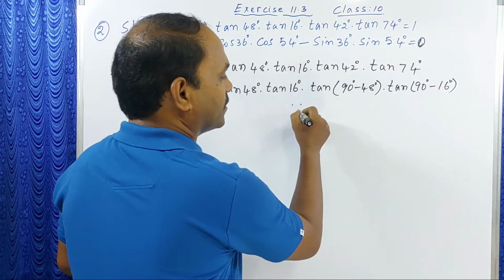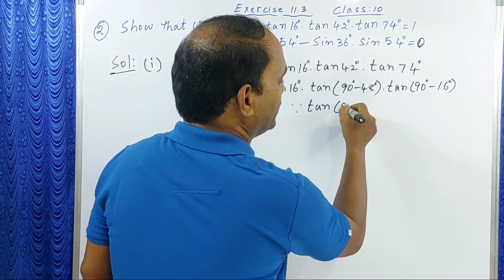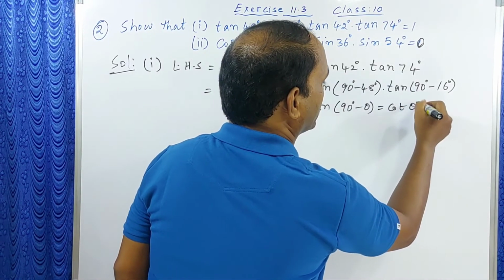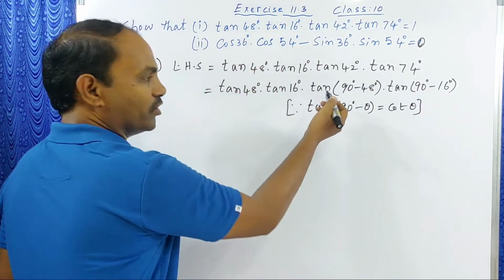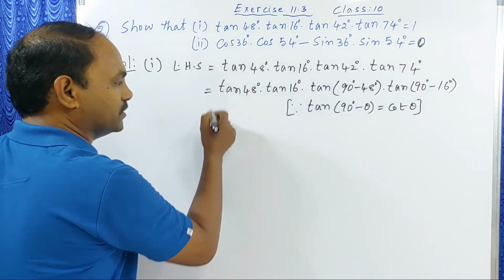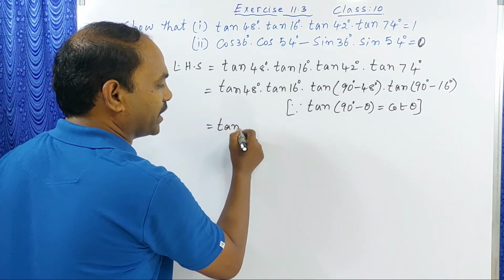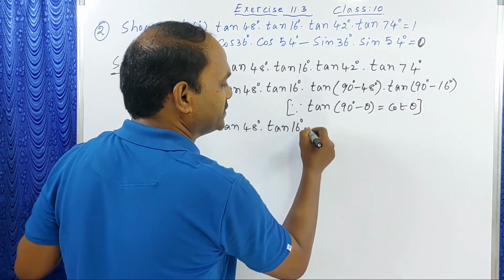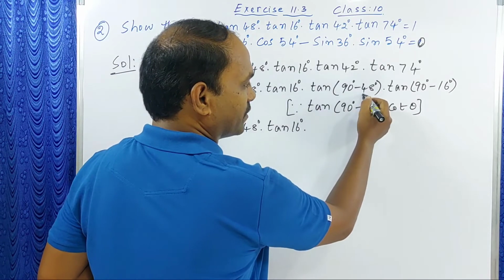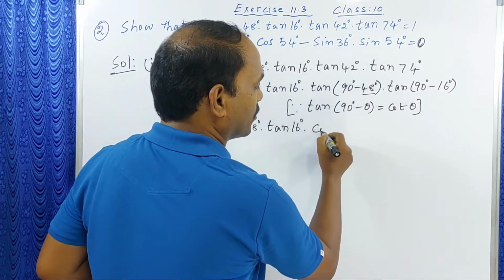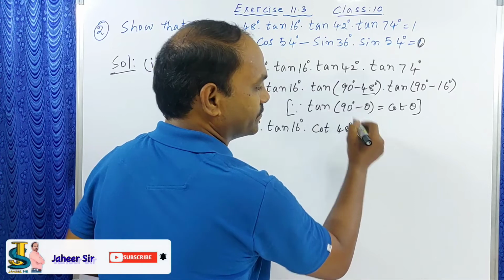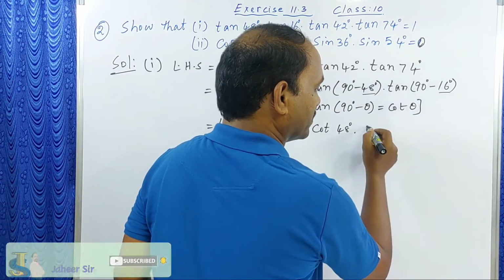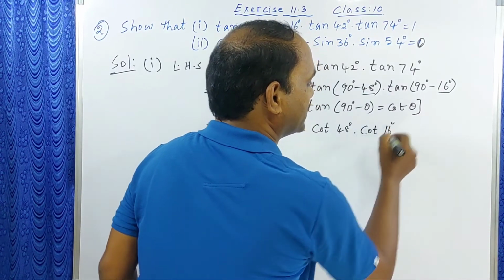From the tan 90 minus theta form, we will get cot theta. By this formula, we can change these two into cot. Here, tan 48 degrees into tan 16 degrees into tan 90 minus 48 means cot 48 degrees. This one is also the same: tan 90 minus 16 means cot 16 degrees.